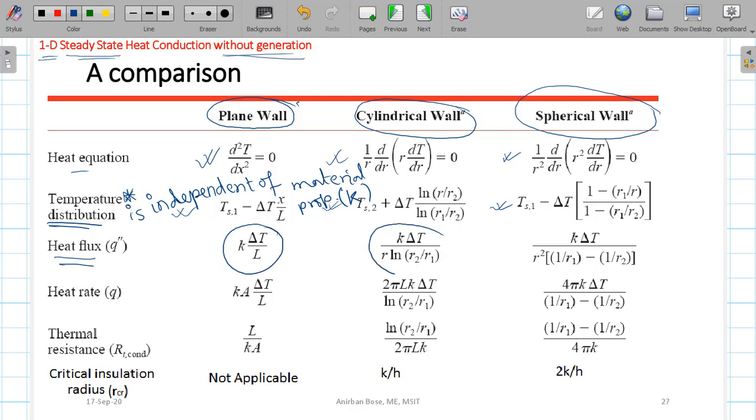in case of cylindrical wall, and in case of spherical wall. You see that in case of a plane wall, since the cross section was not changing, the heat flux is constant throughout. It is not a function of x, it is constant. But in case of a cylindrical and spherical wall, as the cross section is continuously changing, it is a function of r. So heat flux is not constant at every radial position because it is a function of r.